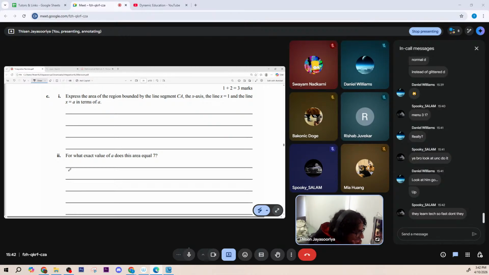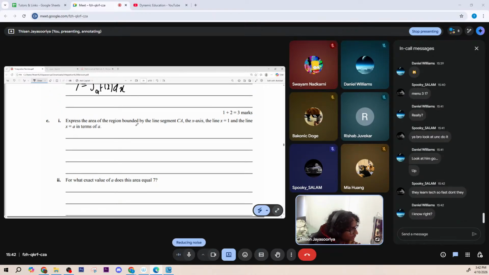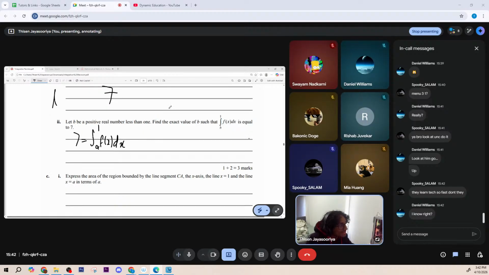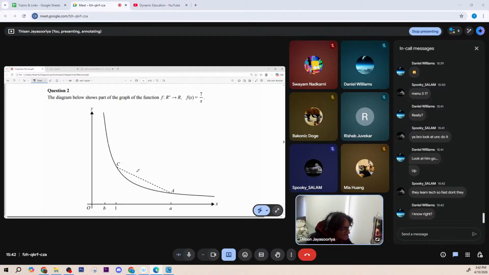Anyway, so here it says express the area of the region bounded by the line CA, the x-axis, the line x equals 1, and the line x equals a in terms of a. How can I find the bounded area between these two? Swayam, how can I find the equation for the line CA?